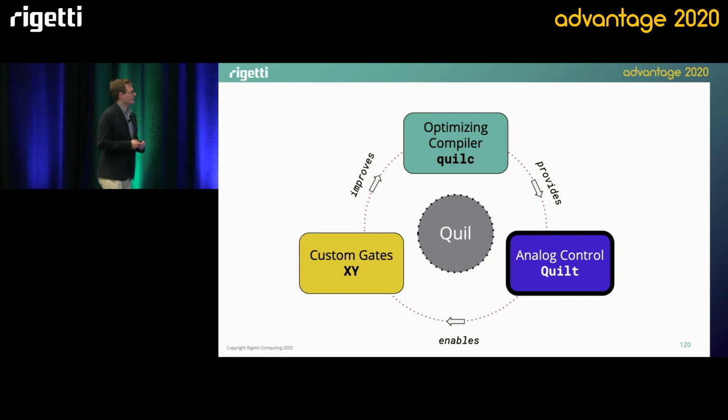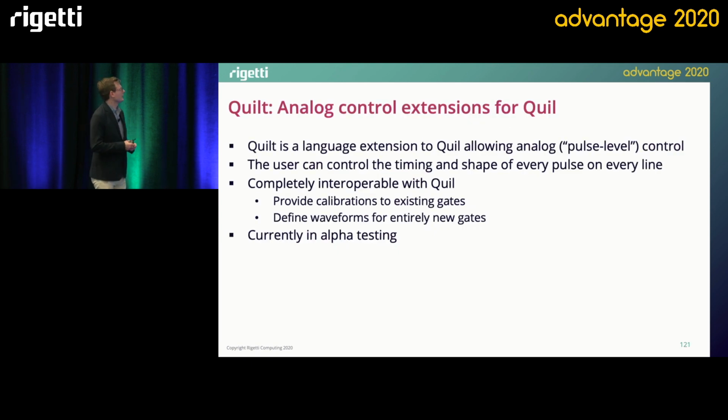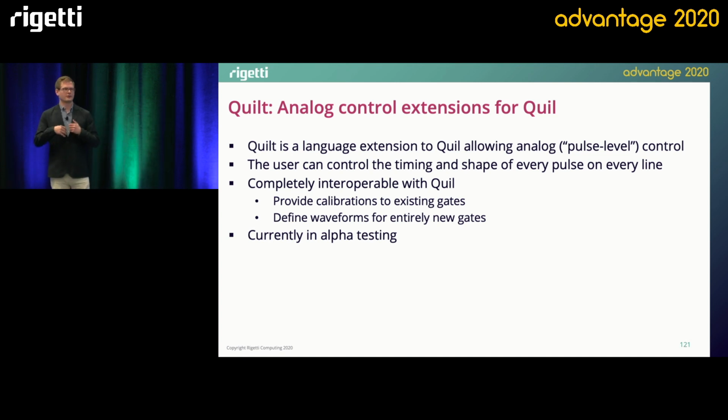So now I want to move into a little bit about Quilt, or Quilt, you'll hear both of those, which is our pulse level control, or allowing users to do pulse level control within their Quil programs. So Quilt is an extension of Quil. It's a proper language extension. It's not a separate tool. It's not a separate API. It's not a separate anything. It's an extension of the language itself.